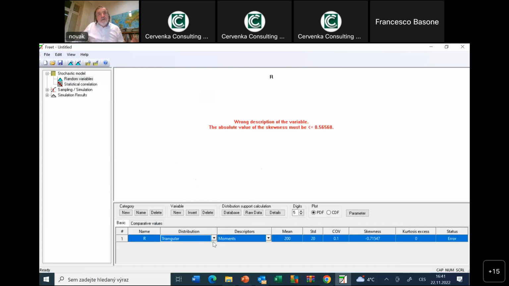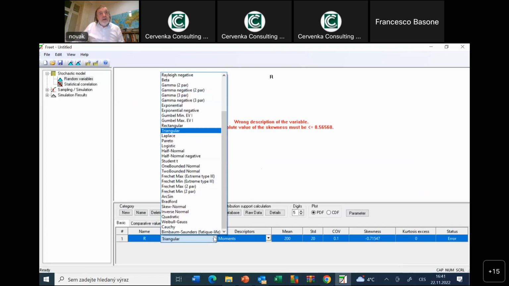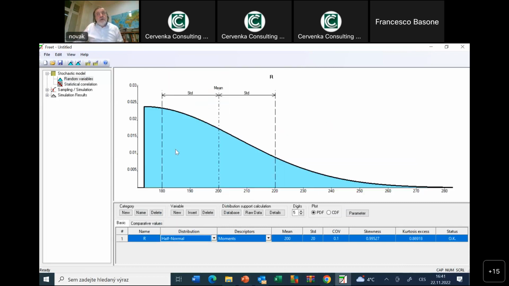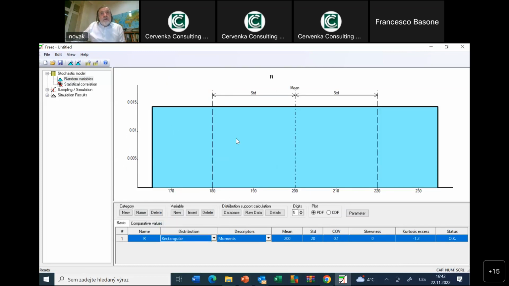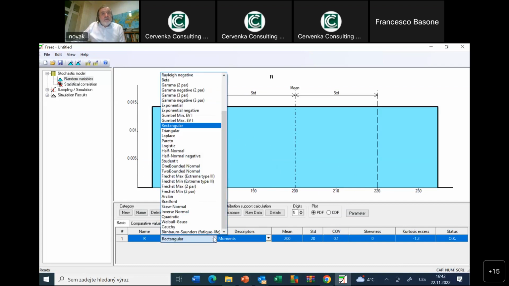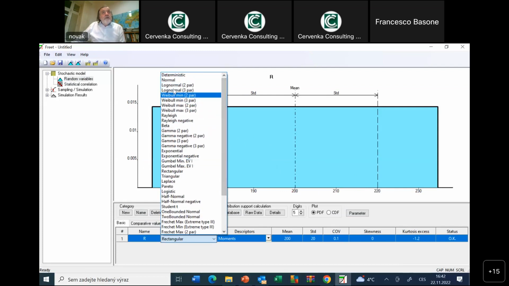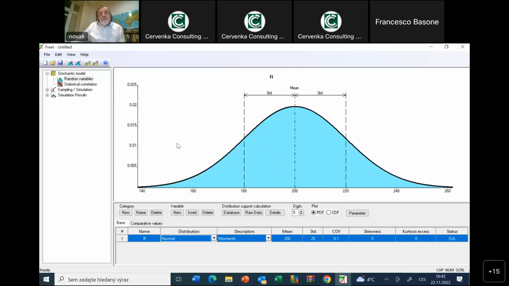So the software will block you from using an incorrect description of the distribution. A very exotic distribution is half normal, for example. A classical distribution is rectangular, which is used for concrete cover, for example. So I think it is not necessary to click through all these distributions, so I will go back to the Gaussian distribution.